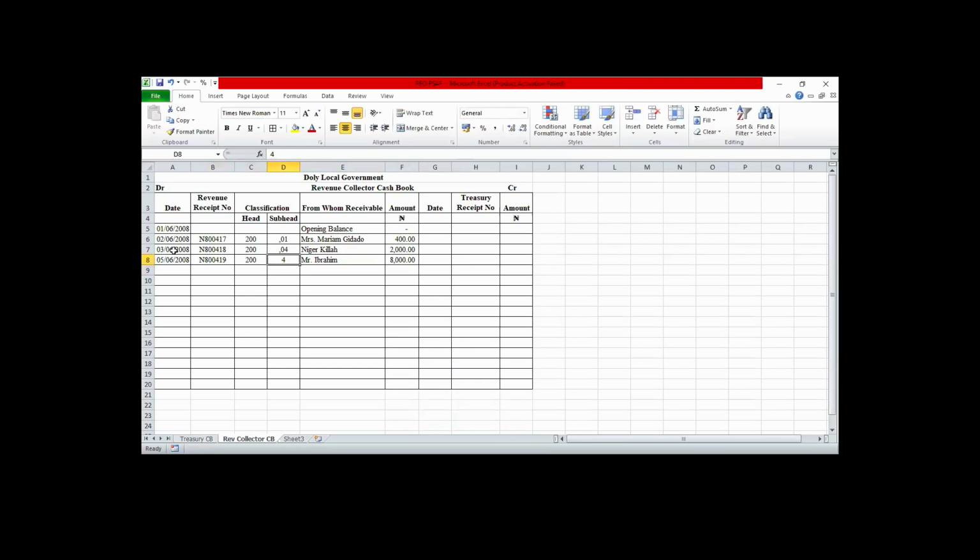The next person, 07, 06, 2008. N800 420, under the head of 200. Who is this person and what does he pay for? Gani Waidi. How much does he pay? 800. Under what subhead? 07.